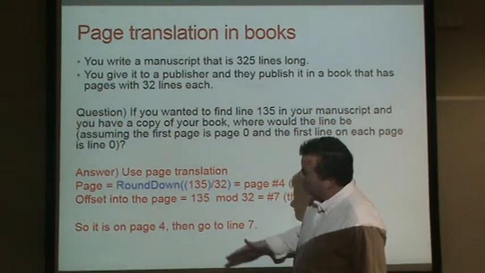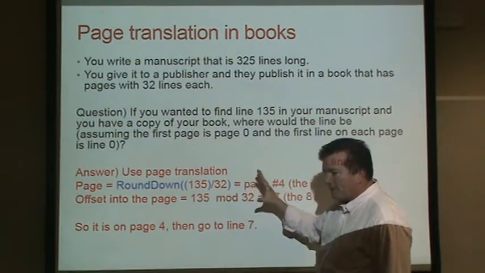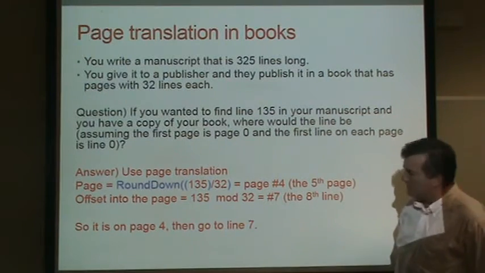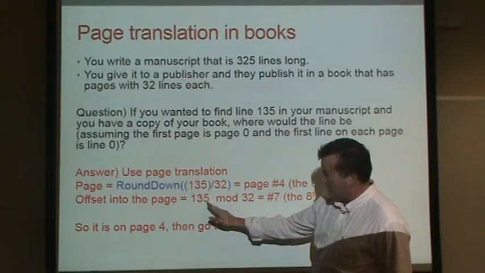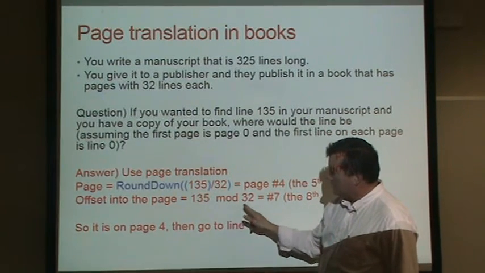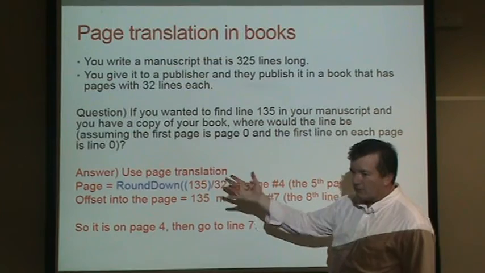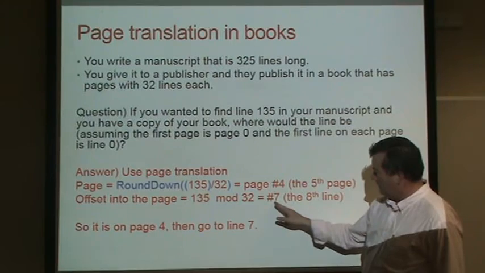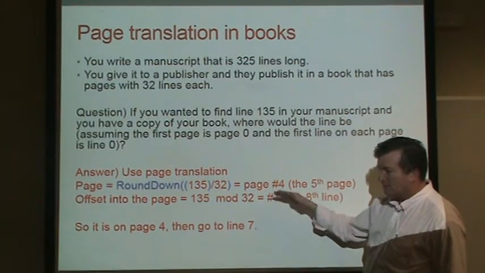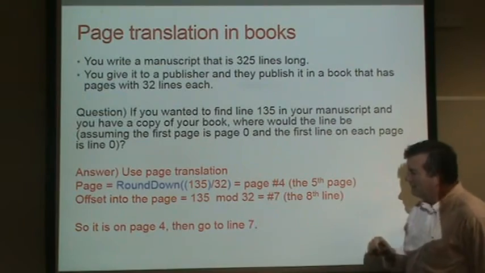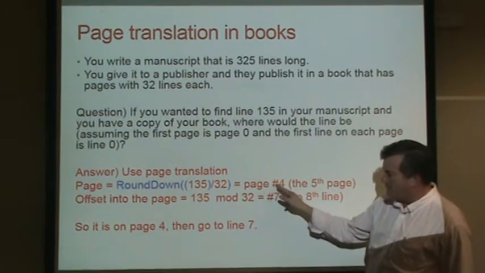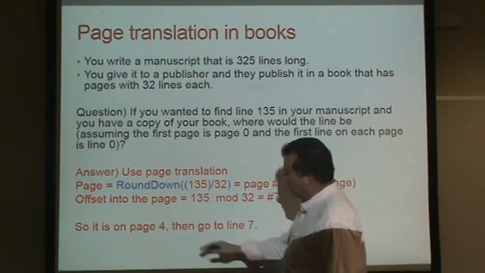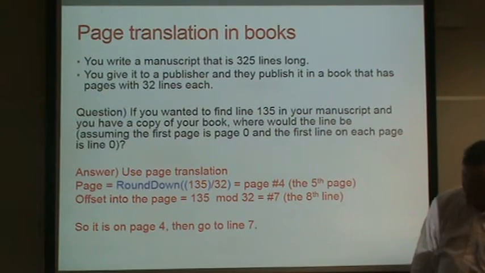Okay, and then the question is where on that page. So the first step is we found the page we're on. The second step is now that we're on that page, how many lines down is it? And we would once again take 135, our line number, and do a modulo, divide it by 32, and then see what the remainder is. In that case, the remainder would be 7, so we would be line number 7, but the lines start at 0, so it would really be the 8th line of page number 4, which is the 5th page of the book. Okay, so we would go to page 4 and then go to line number 7, and that's how we can find that line.